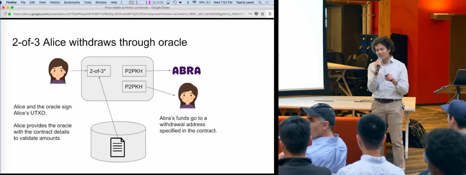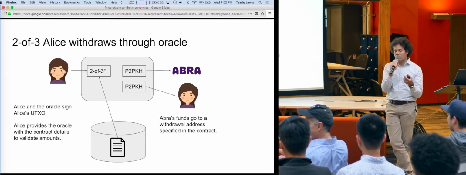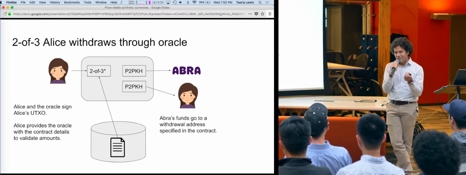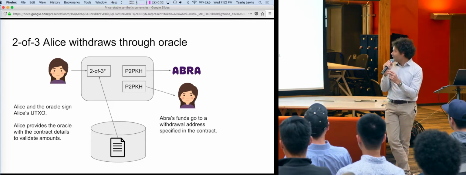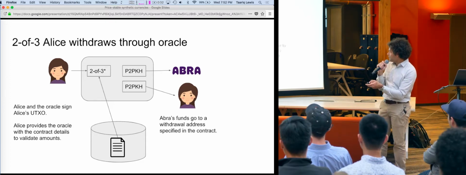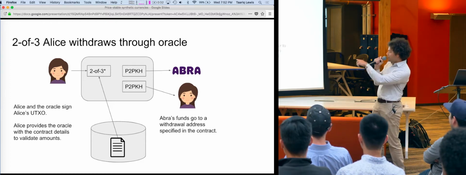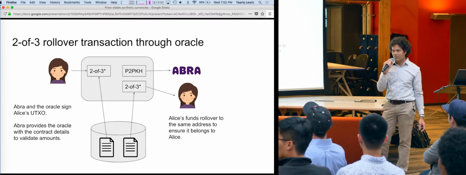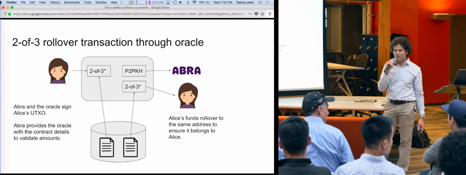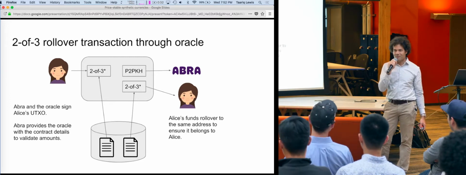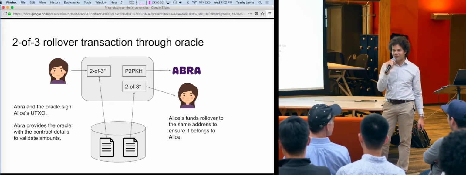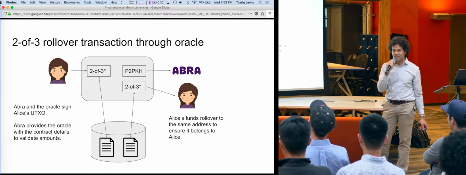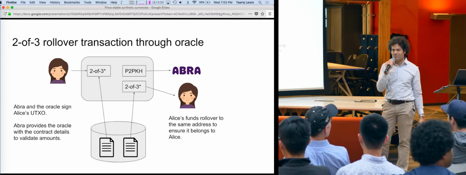But if they stole Abra's key, and then they submit it to the Oracle, pretending to be Abra, it's going back to Alice's address. You have to have two keys. So you have to steal either the customer's key and Abra's key, or Abra's key and the Oracle's key, and that's how the 2 of 3 signature security works.